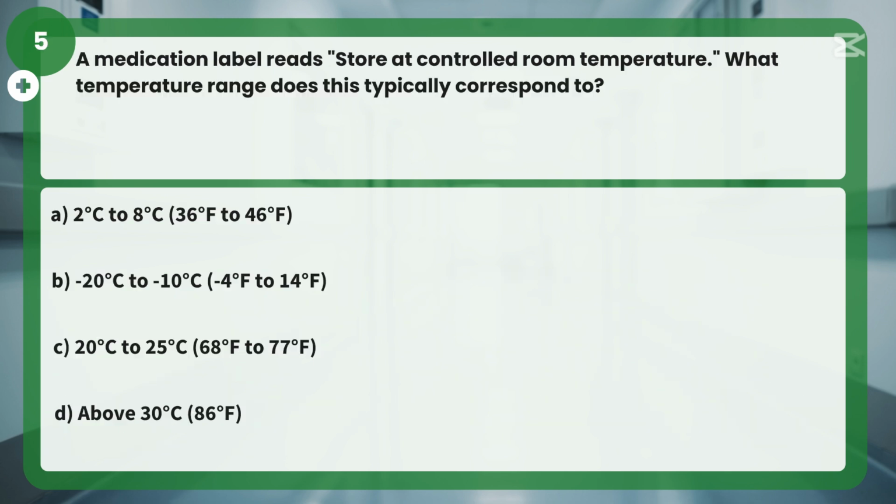Question 5. A medication label reads, "Store at controlled room temperature." What temperature range does this typically correspond to? A. 2 degrees Celsius to 8 degrees Celsius, 36 degrees Fahrenheit to 46 degrees Fahrenheit. B. -20 degrees Celsius to -10 degrees Celsius, -4 degrees Fahrenheit to 14 degrees Fahrenheit. C. 20 degrees Celsius to 25 degrees Celsius, 68 degrees Fahrenheit to 77 degrees Fahrenheit. D. Above 30 degrees Celsius, 86 degrees Fahrenheit.